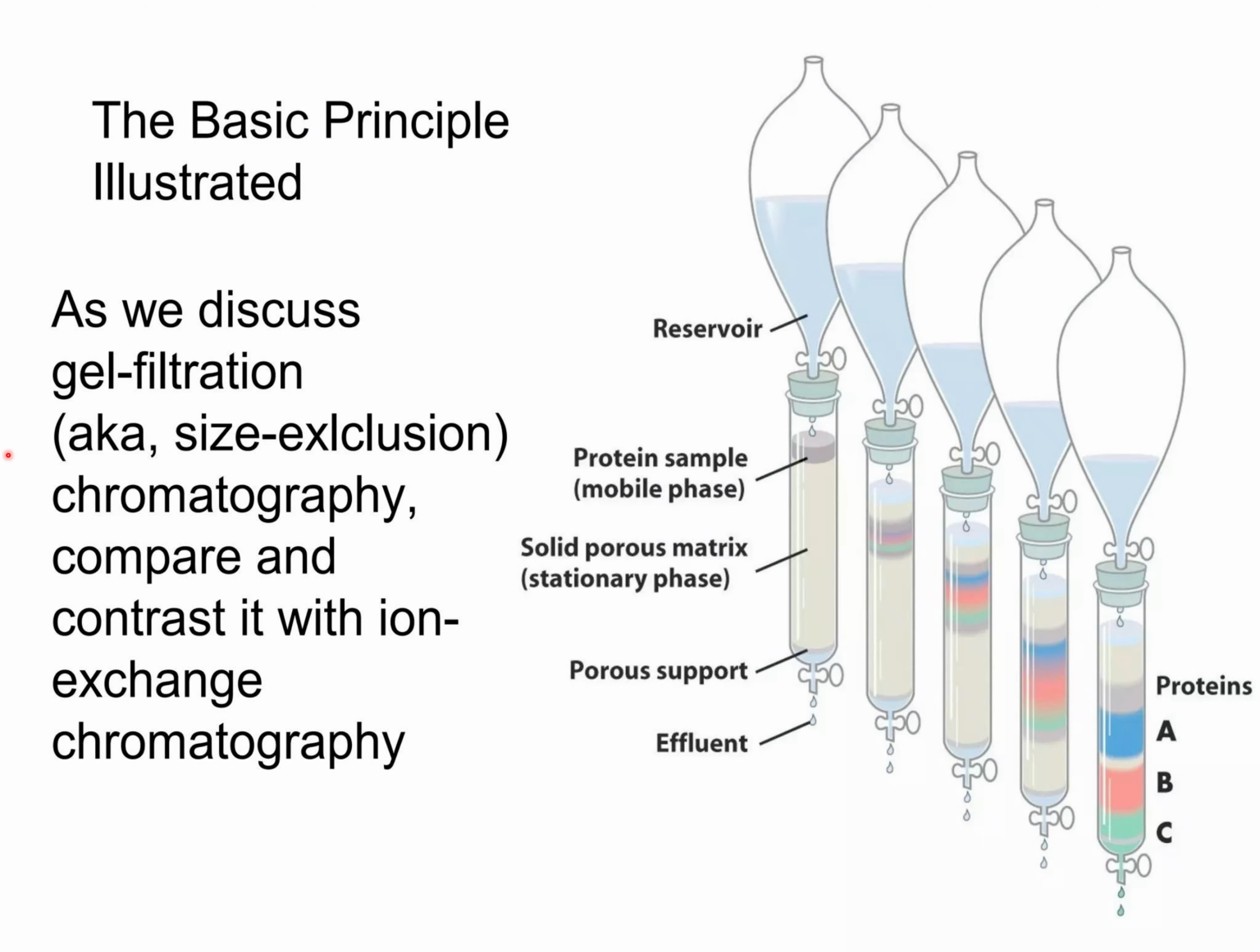So, the basic principle, as we have already discussed: here we can see that whenever we apply the sample, the proteins get separated. We can see protein A, B, C. From here we can easily understand that the molecular size of A is very much smaller, and the molecular size of C is very much larger.